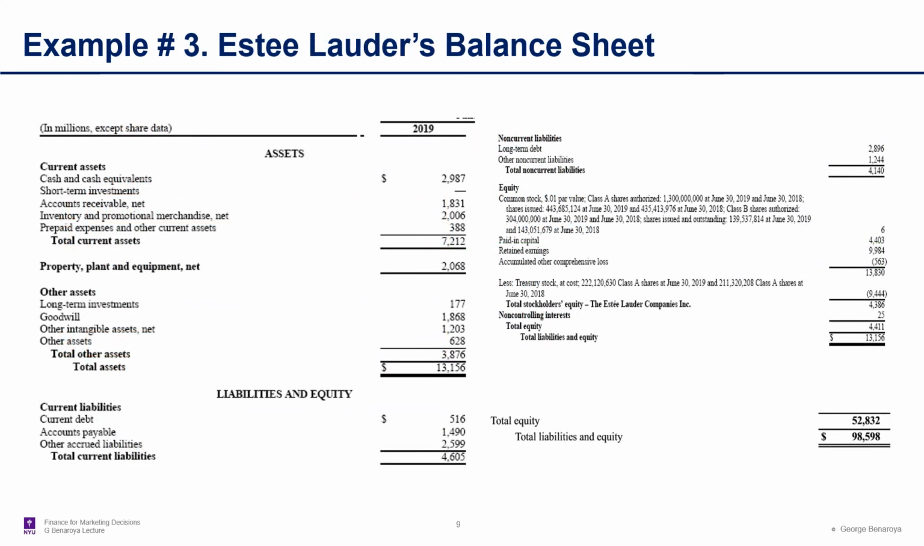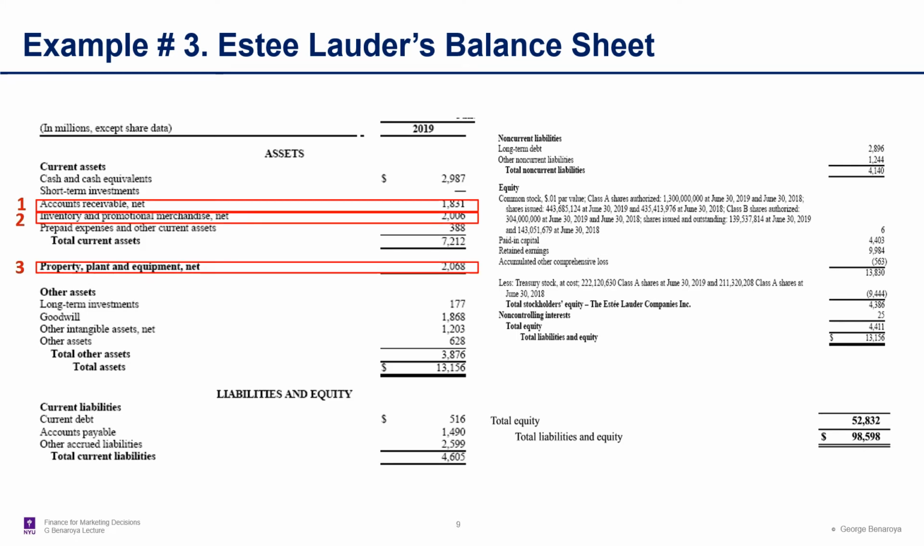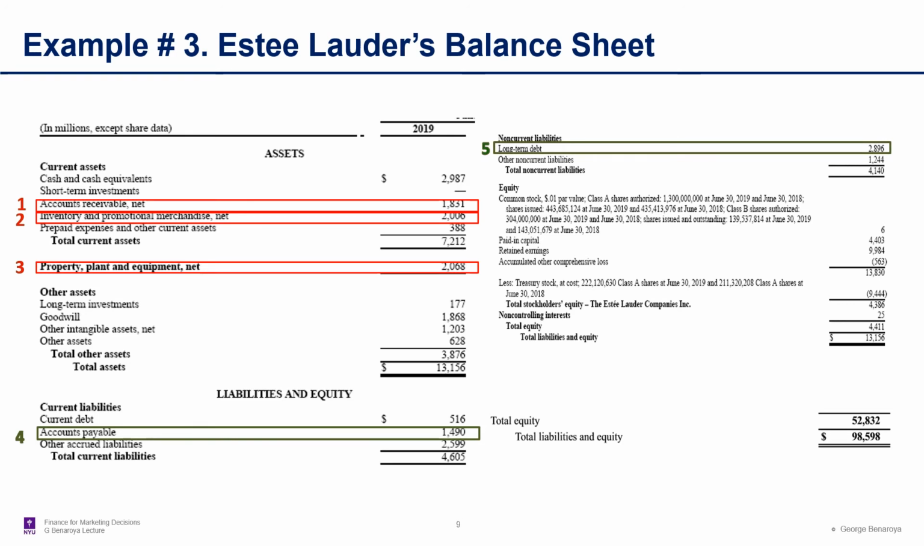Example number 3, Estee Lauder's balance sheet. Uses of cash. First, receivables. Second, inventory. Third, property, plant, and equipment. Sources of cash. Payables and debt. Now as a percentage of sales, receivables, inventory. 14% is the highest we have seen. One could argue that this may be driven by the number of SKUs or different products one has. Property, plant and equipment, payables, and debt.